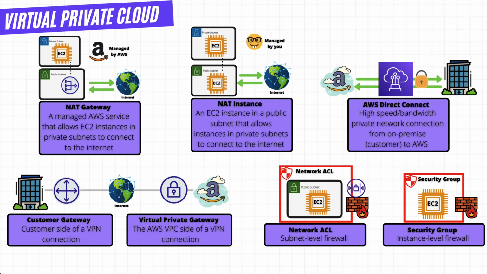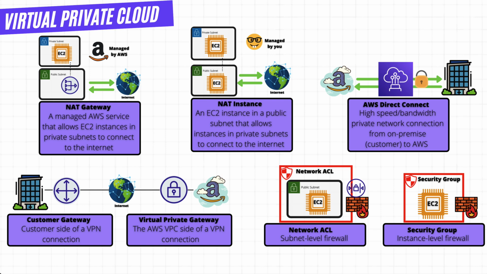Now, we also have NAT Gateways, which give us the ability to connect to our EC2 instances that are hosted in private subnets. This is a service that is managed by AWS. We also have NAT instances, which have the same functionality as NAT gateways, but these are managed by us, the AWS customer. They are also not as highly available or highly scalable as NAT gateways are. We also have AWS Direct Connect, which is a service we use to connect from on-premise to AWS. It's a high-speed and high-bandwidth secure network connection to our AWS cloud.